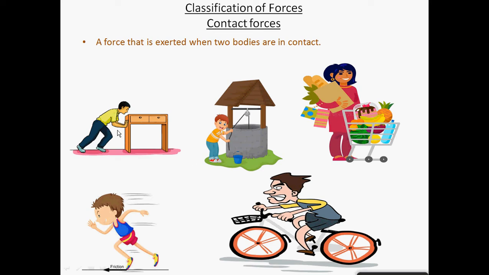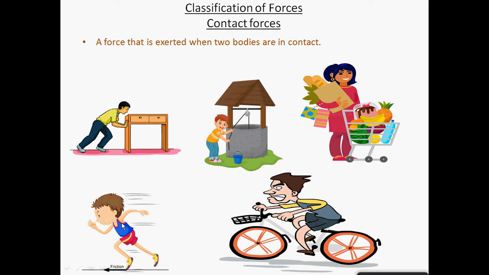Similarly, this person is pushing this table in this direction. The table is in contact with the floor, so there is a certain kind of friction force acting between the table and the floor, and even there is a contact between this man and this table. You can see his hands are in contact with the table, and he's trying to push this table in this direction. So this is an example of contact force.